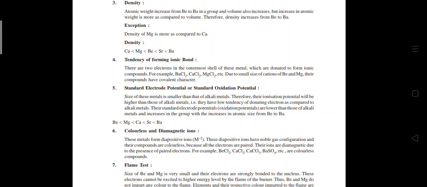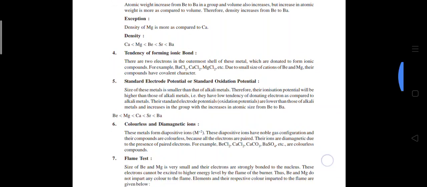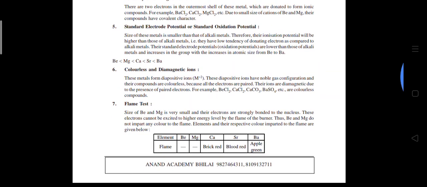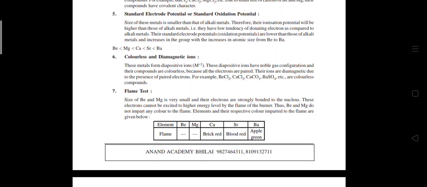Fourth, tendency of forming ionic bond. There are two electrons in the outermost shell of these metals which are donated to form ionic compounds. Fifth, standard electrode potential or standard oxidation potential. Size of these metals is smaller than that of alkali metals. Therefore, their ionization potential will be higher than those of alkali metals. That is, they have low tendency of donating electrons as compared to alkali metals.